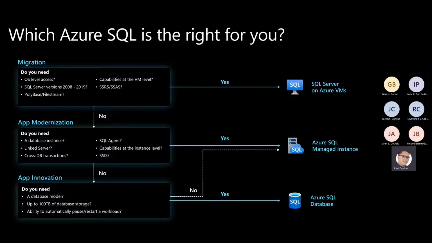If you're looking to modernize your application and you need a database instance, meaning you need to configure at the instance level, or if you have a linked database server that you need to integrate with, or if you need to accommodate transactions across other database platforms, then your option is to migrate to Azure SQL Managed Instance. So any capability that you need at the instance level, whether it's SQL Agent services or other services available to you, such as SSIS or SQL Server Integration Services, you can do all this via Azure SQL Managed Instance.